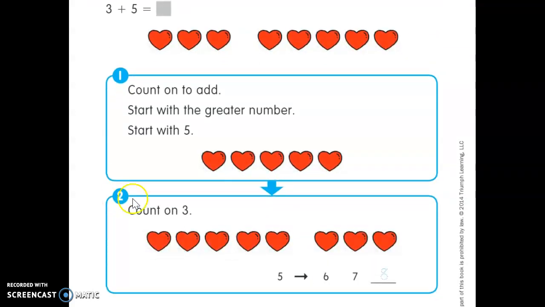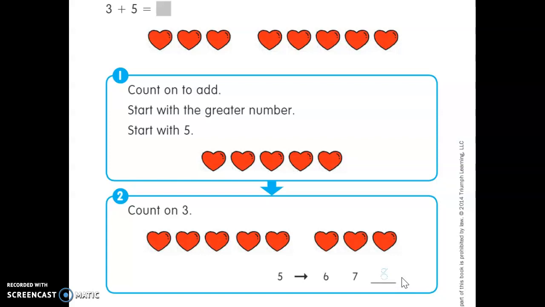So let's count 5. Let's count them down here. 1, 2, 3, 4, 5. And it says count on 3 more. So from 5, what number comes next? 6, 7, 8. So this shows 5 plus 3 more equals 8. There in the blue.